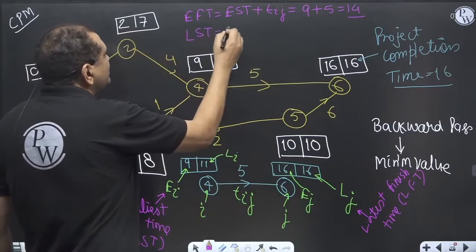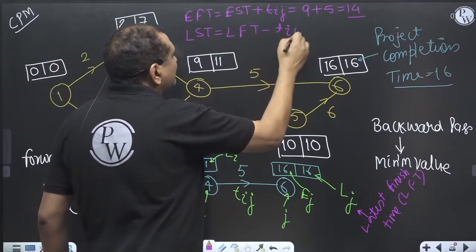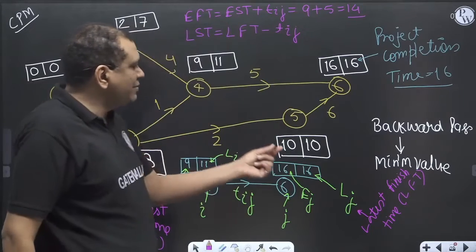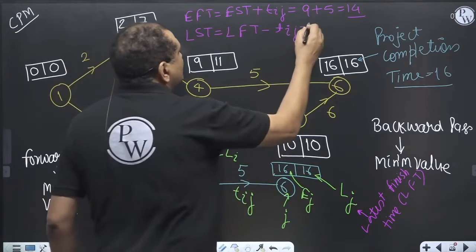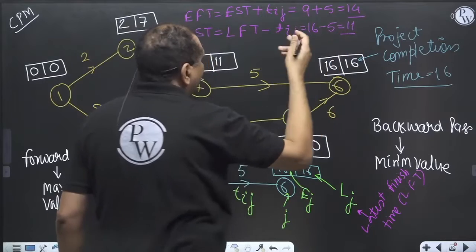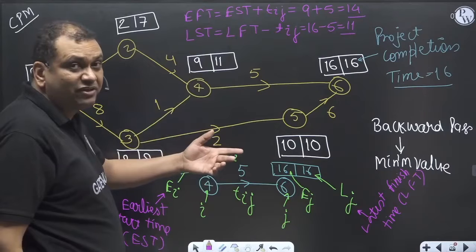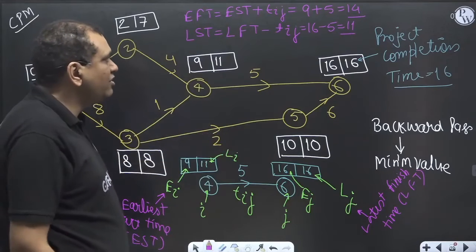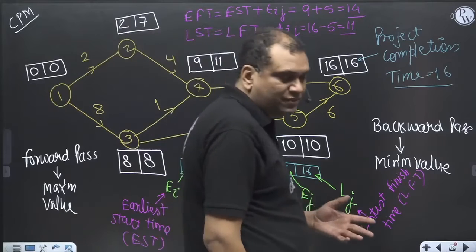So latest start time is latest finish time minus Tij. 16 minus 5 is 11. It's a coincidence that these figures are matching, but it may not match.